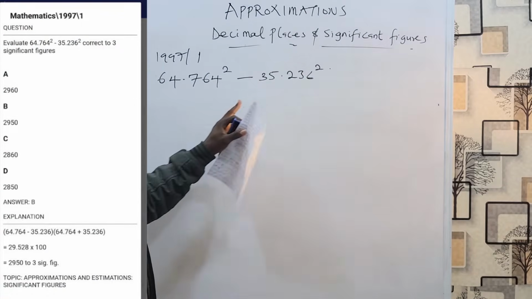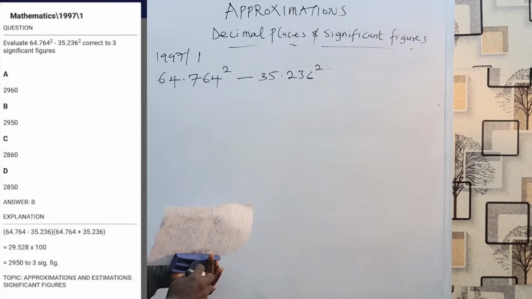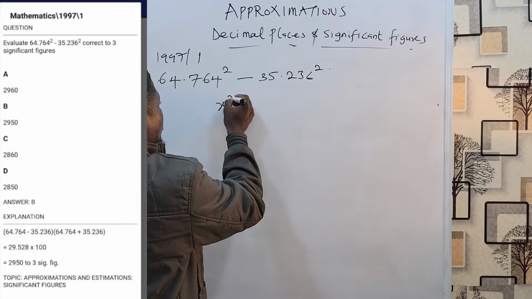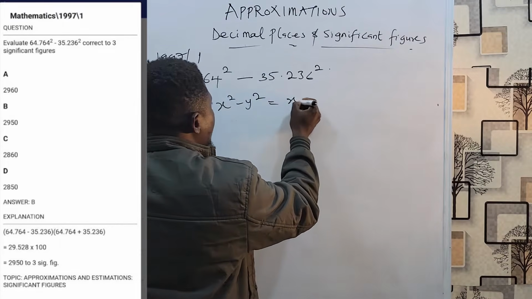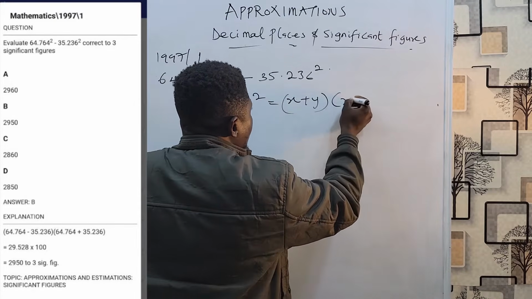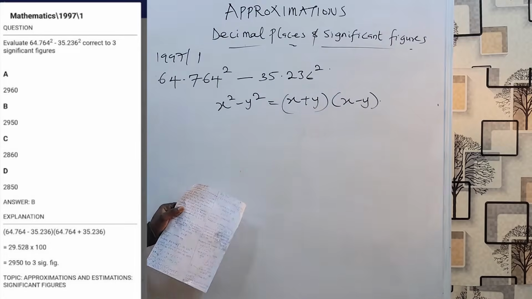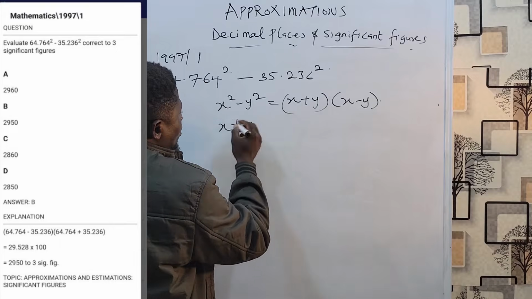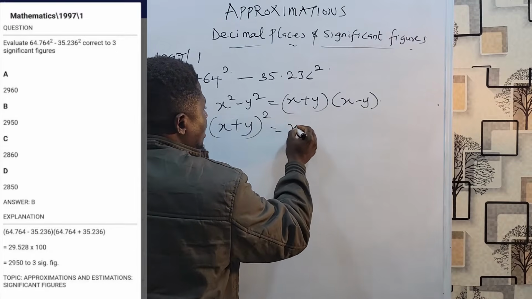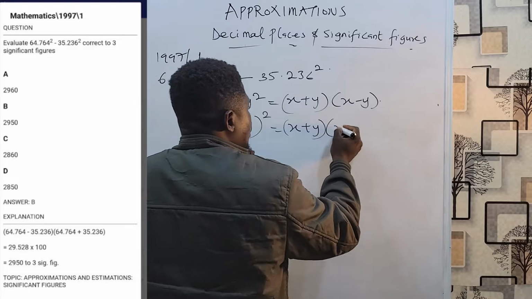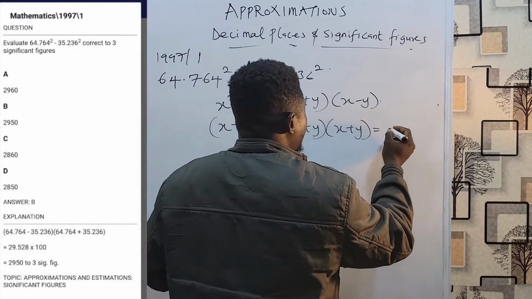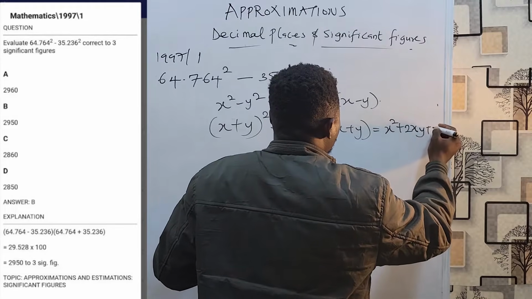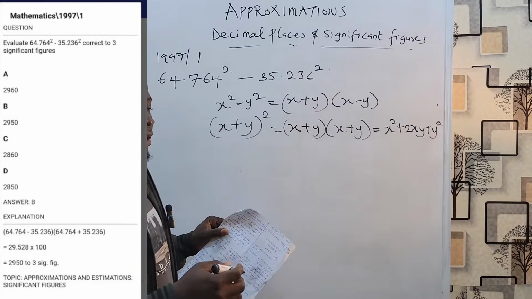This is a difference of 2 squares scenario, right? So we know what our difference of 2 squares is, isn't it? The difference of 2 squares says that x squared minus y squared is equal to what? x plus y, x minus y. We should know this off our head. Then x plus y all squared is what? It is equal to x squared plus 2xy plus y squared. Very simple, right?